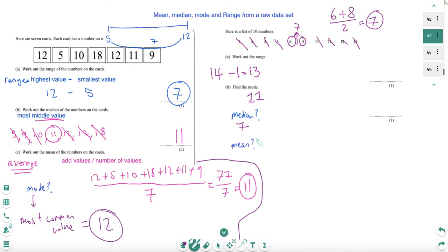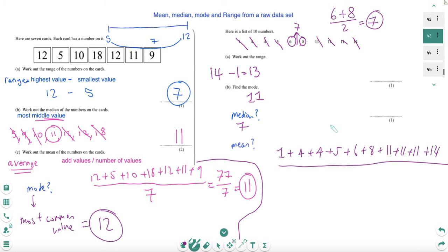The mean, we have to add the values and divide it by the number of values. So we have to add up all these numbers. So 1 plus 4 plus 4 plus 5 plus 6 plus 8 plus 11 plus 11 plus 11 plus 14. We're going to divide all of that by, how many numbers are there? There's 10 numbers.